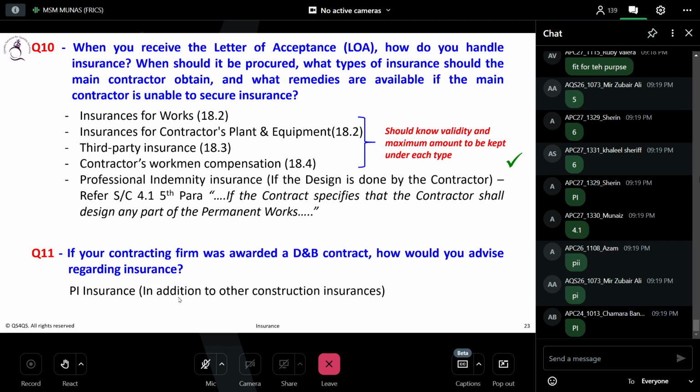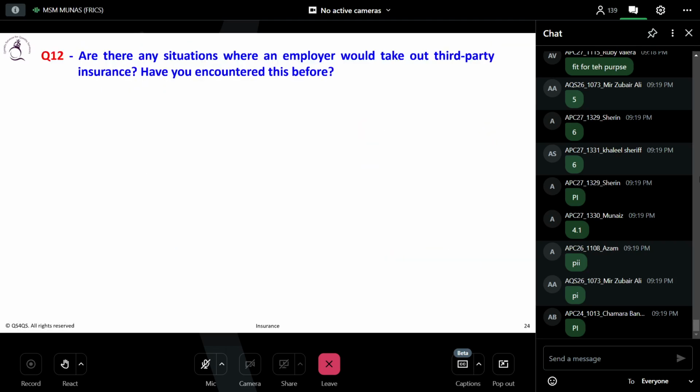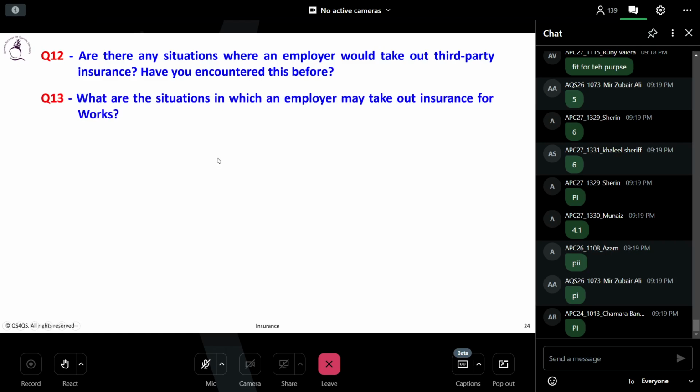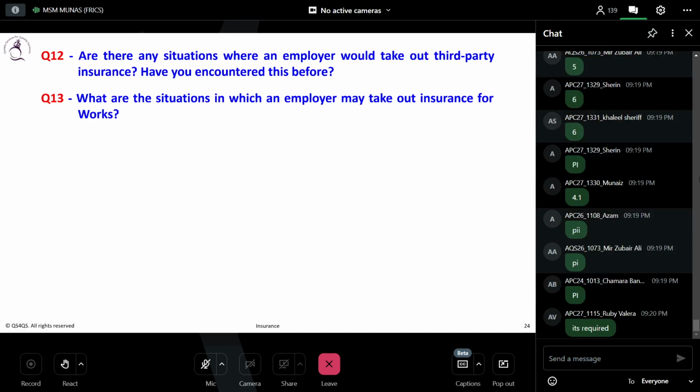Okay. Now, is there any situation where an employer would take out third-party insurance? Have you encountered this before? What are the situations in which an employer may take out insurance for the works? What do you think?